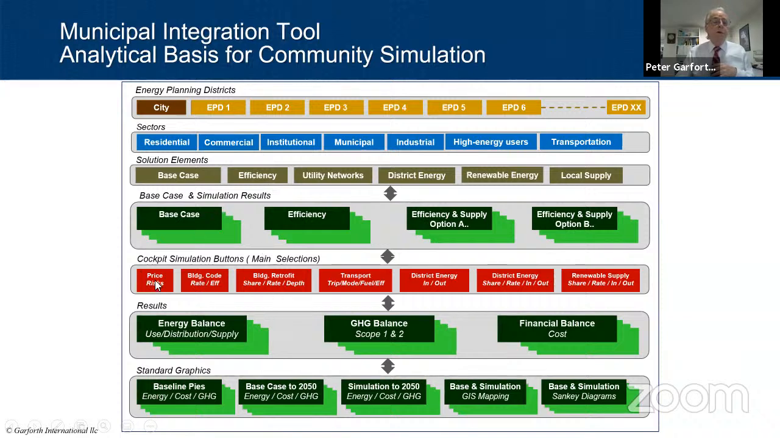Then we have the possibility, even in a normal model, to simulate various changes of obvious things like, do we include a lot of renewables or not? Do we include a lot of high efficiency new construction or not? What happens if the price outlooks are different from what we assume? And so on and so on. So these are, if you like, our simulation buttons that allow us to see the impacts on the entire community interactively between the energy balance, the greenhouse gas balance, and the financial balance.